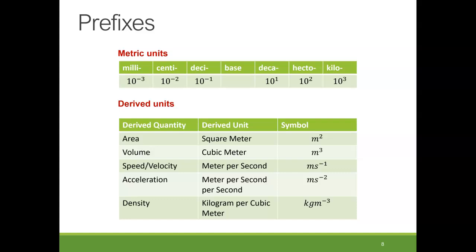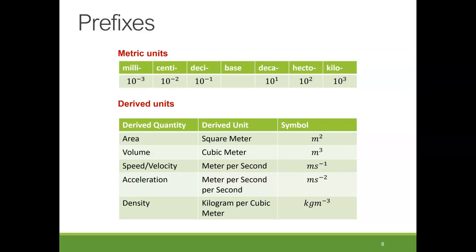You also have derived units. A derived unit is like the product or quotient of two separate SI units. If you talk about the area, that's the product of two lengths, so for example, meters squared. The volume is the product of three lengths, so like meters cubed. Velocity is the quotient of distance and time.